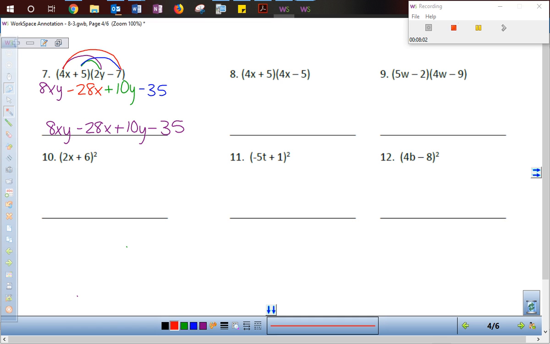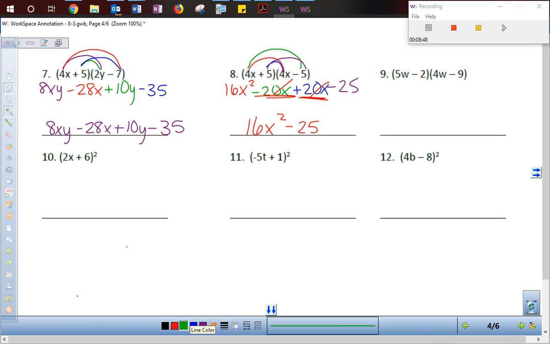On number 8, we're going to FOIL again. So first gives me 16x squared. Outside gives me negative 20x. Inside gives me a positive 20x. And last gives me a negative 25. Now, when I combine like terms, my middle terms here, negative 20 and positive 20, those cancel out. And that just leaves me with 16x squared minus 25. And sometimes that'll happen as well. Sometimes nothing will combine, and sometimes your middle terms will cancel out when they combine.